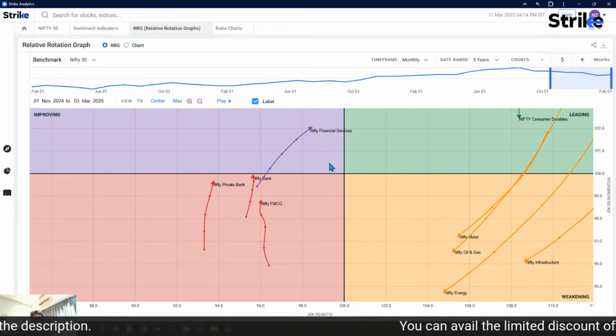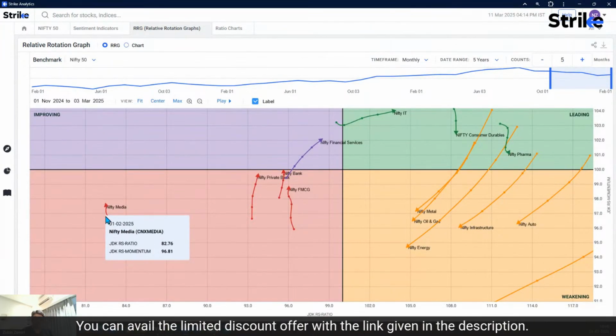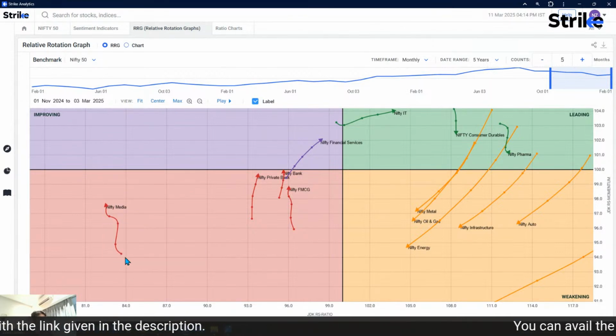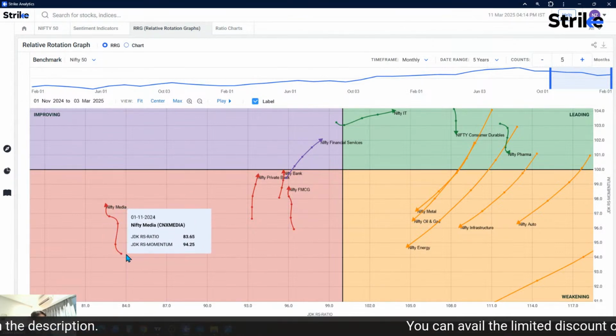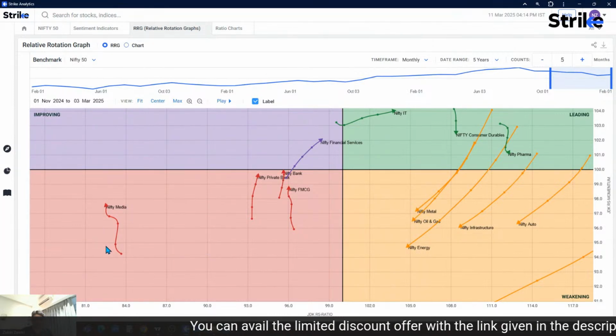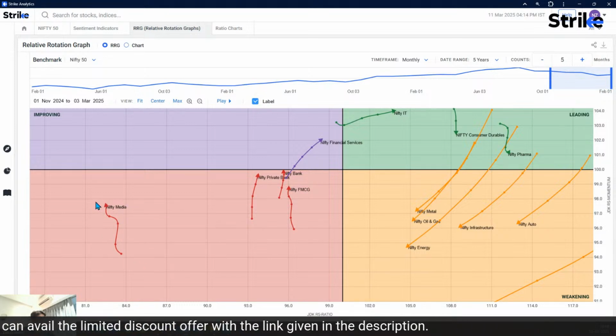Now if I want to take some more bets also, then I would also prefer Nifty Media. Why? Because for a long time, almost the last 5 months, it has been in the lagging quadrant, and you can see that the momentum is increasing. It is very far away. I hope you can see the screen. Yes, it's very far away.